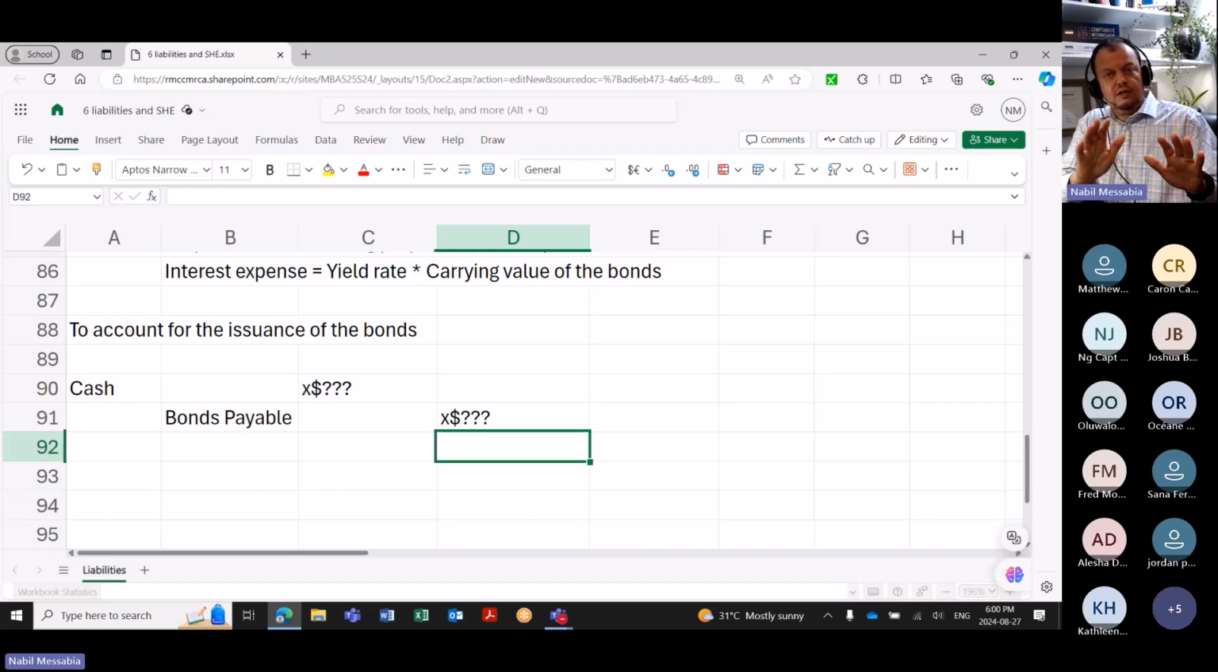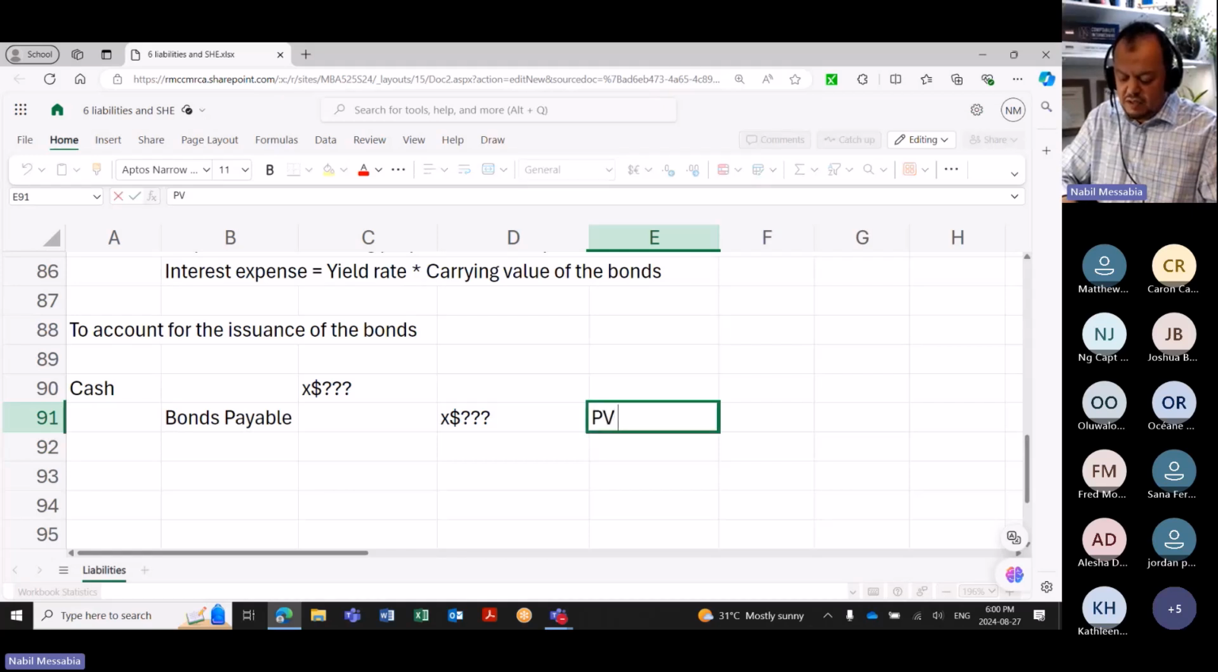Okay, it is a little bit complex, so we're going step by step. Please do not hesitate to interrupt me and ask questions. The day of the issuance, this is what I'm going to record: debit cash, credit bonds payable for an X amount. What is that X amount? Now we use that PV learning. It is simply equal to the PV of all the future payments on this bond loan.